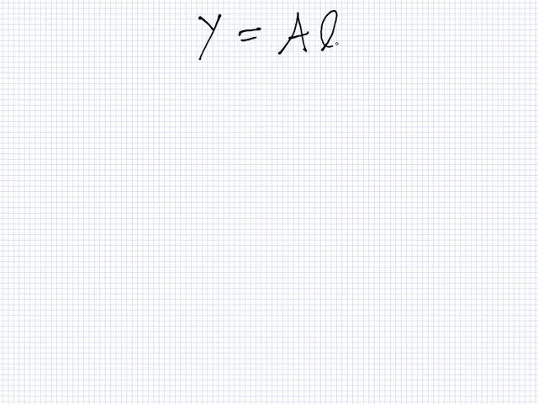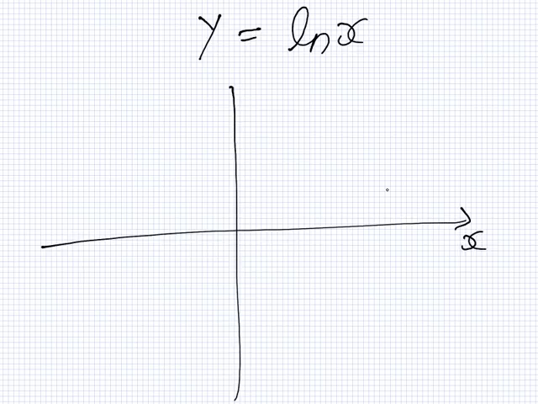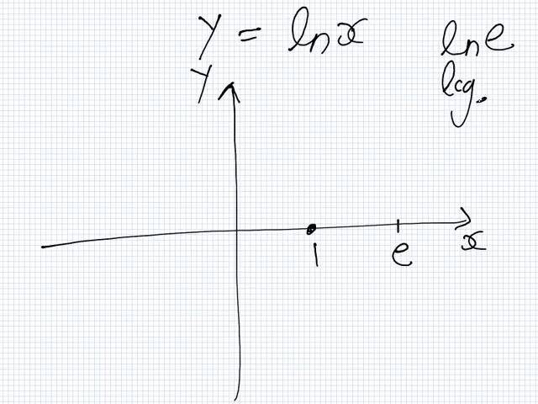Y equals a log, well, let's just do log x first by itself. Y equals log x. This is x, and this is y. So, what's log 1? It's 0. And what is log of, let's say, e? What is log e? 1. So here, e will be 1. And you can check this on your calculator.